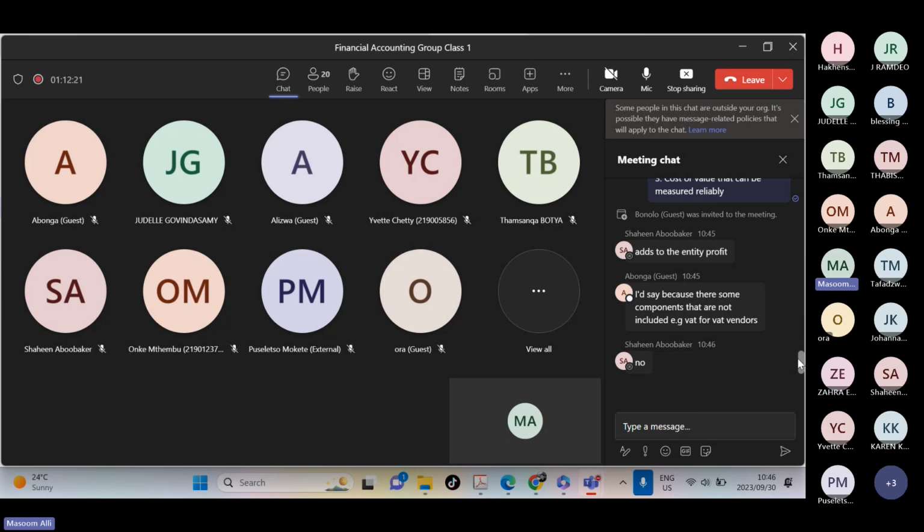Actually, there's nothing in the standard that prohibits you from recognizing your inventory at fair value. Because you can recognize PPE at fair value, can't you? You can recognize intangible assets at fair value. You can recognize your investment property at fair value. And I'm talking about initial recognition, not the fair value model that happens afterwards. So when would this happen?